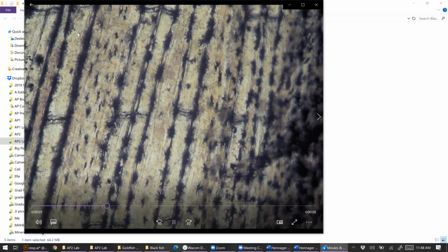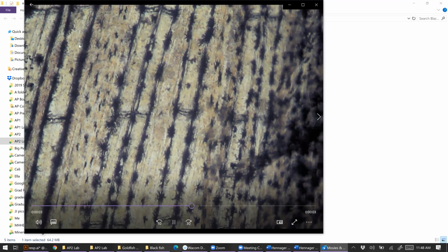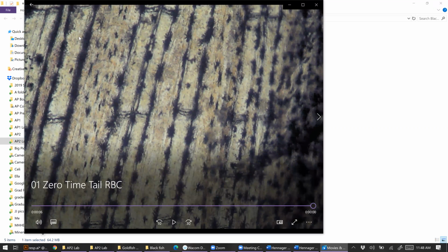If you look up here, you can kind of see where the red blood cells are going single file through a capillary. So some places you can catch it. So what we did is we took the fish and we put its tail under a microscope, and you can actually see blood cells kind of flowing.